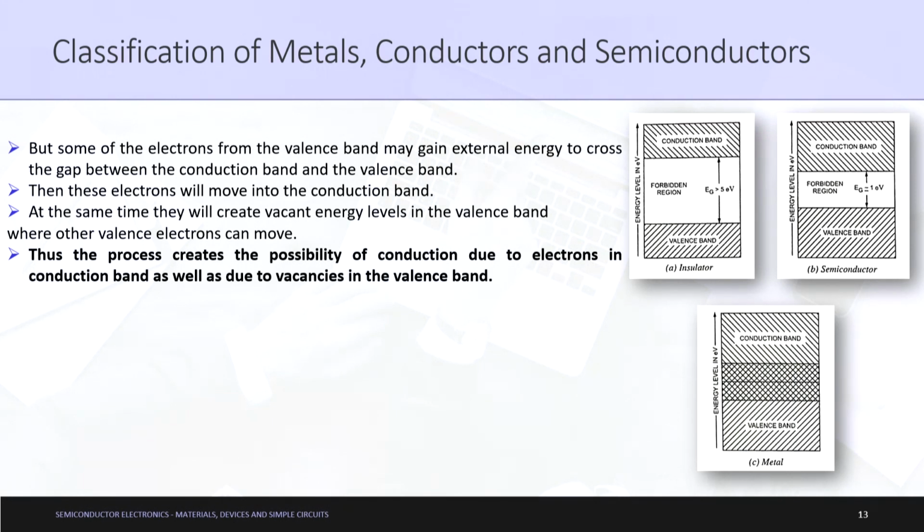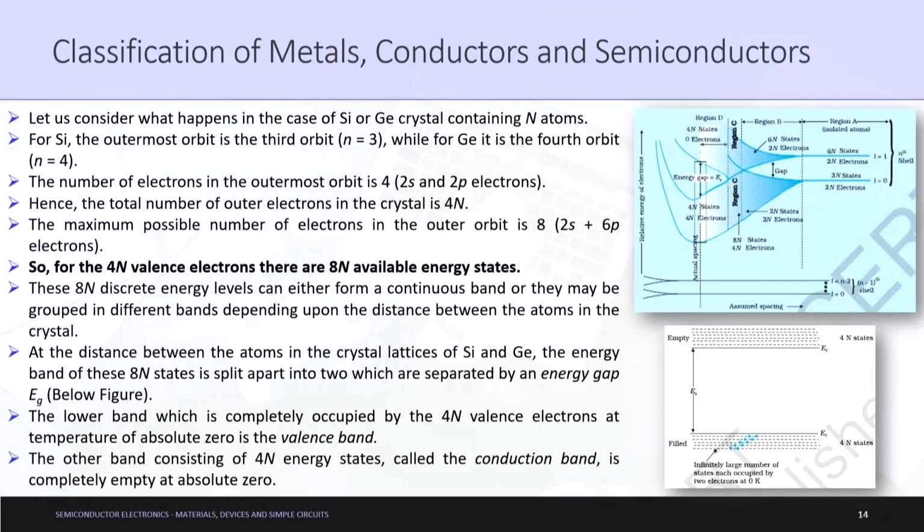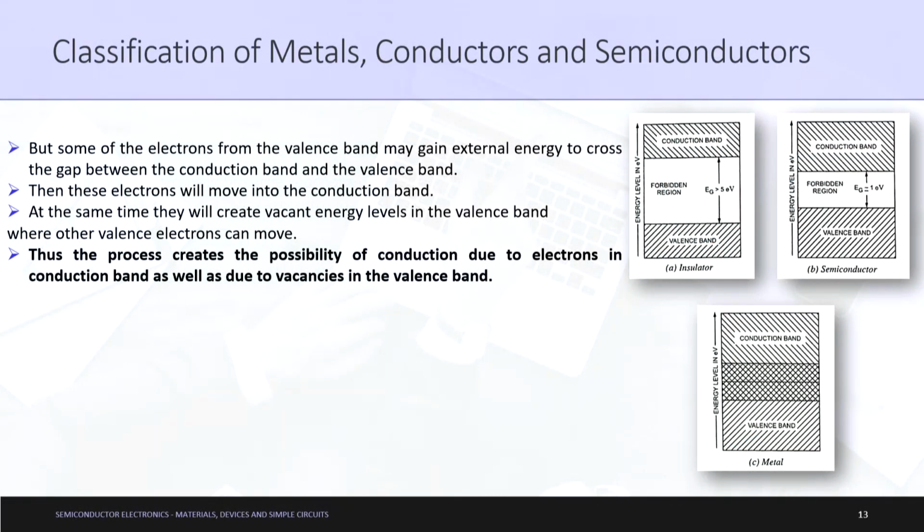Okay. Moving on, but some of the electrons from the valence band may gain external energy to cross the gap between the conduction band and the valence band. Then these electrons will move into the conduction band. At the same time, they will create vacant energy levels in the valence band where other valence electrons can move. Thus, the process creates the possibility of conduction due to electrons in the conduction band as well as vacancies in the valence band. What they are trying to make you understand is, I will make it much more clear, everything which is written here.